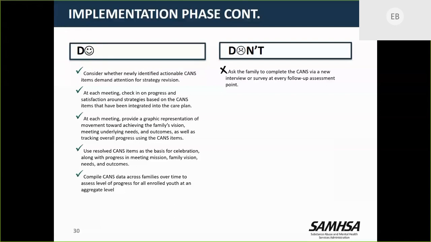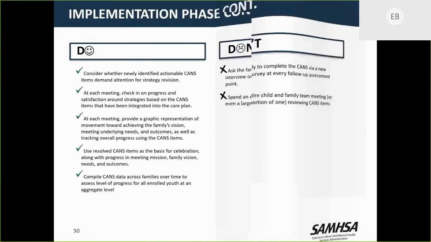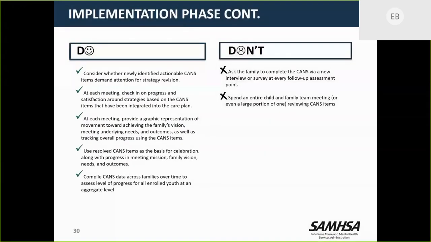What you don't want to do is ask the family to complete the CANS via a new interview or survey at every follow-up assessment point. That's the big piece here. Like John said, you should know what the responses to those items will be without having to ask those questions. And certainly do not spend an entire team meeting completing a CANS together. Again, this is something we actually see happening out there, which would really be a poor use of a wraparound team meeting, to walk through a CANS assessment. You don't even want to do that with a family, let alone an entire team or team meeting. That time should be spent really brainstorming the things that you need to do to help that family get their underlying needs met.